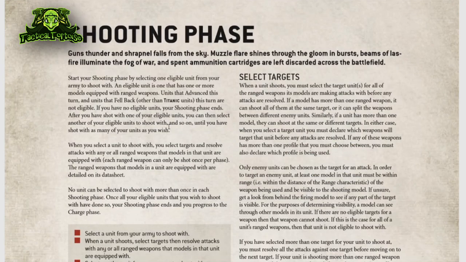Over to the shooting phase, we mentioned this a little bit earlier, but units that fell back that are Titanic may still shoot. This is a change from 8th edition where you had to have a special rule to do that, where most Titanic units did, but now things like Lords of Skulls are going to be able to fall back and shoot without penalty, which is going to be pretty brutal.